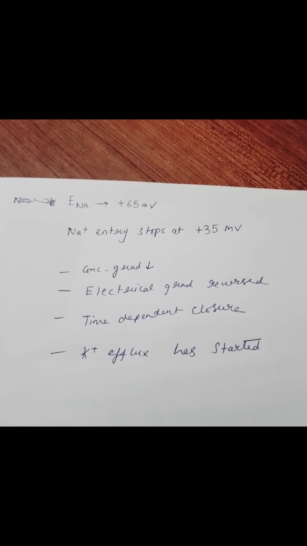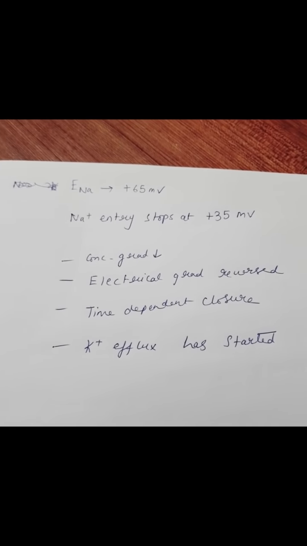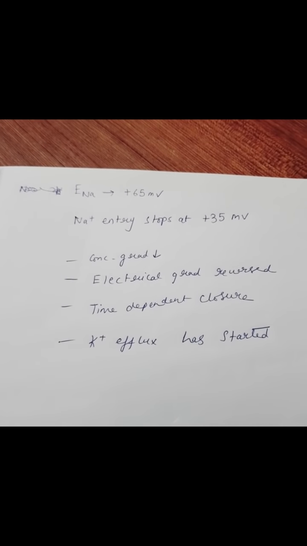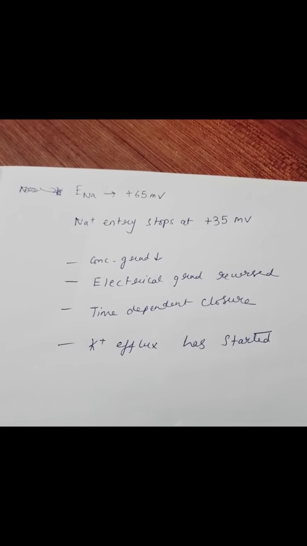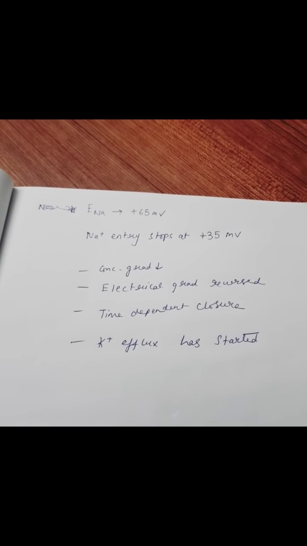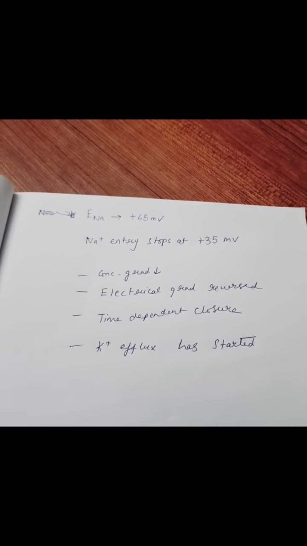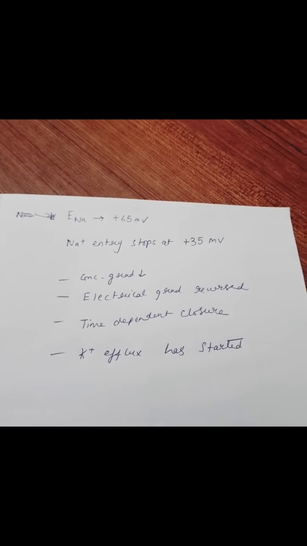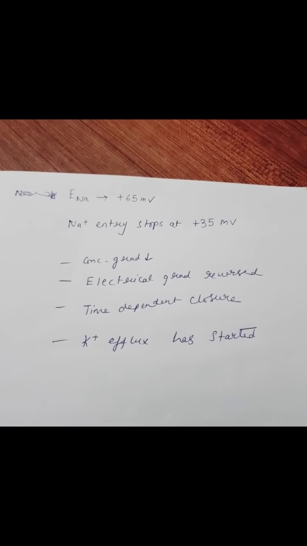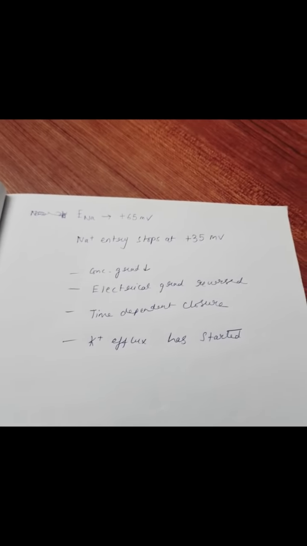Why does this occur? This occurs because due to inflow of sodium into the cell, the concentration gradient decreases. Okay. What about the electrical gradient? The electrical gradient is reversed. Initially inside was negative, outside was positive. But now the inside is positive, outside is negative. So sodium was moving in along its concentration gradient and electrical gradient. The concentration gradient decreases, the electrical gradient is reversed.